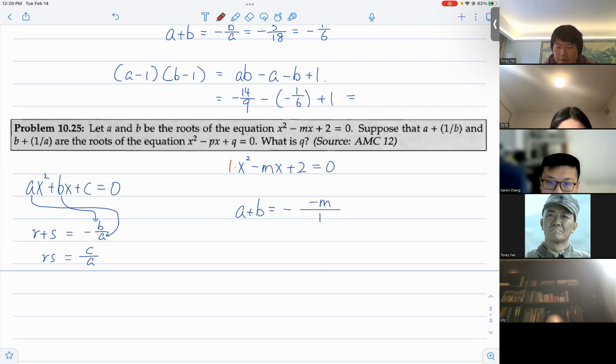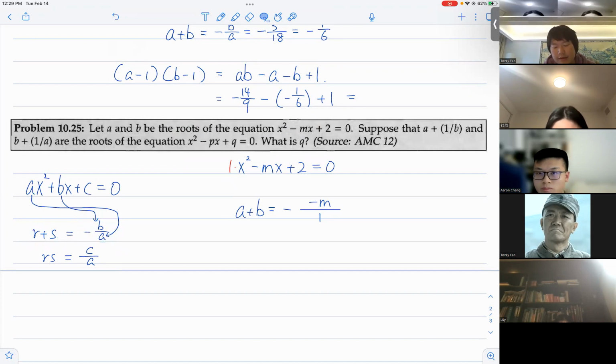So if you want to recite this formula, you can say the sum of roots is negative linear coefficient over the leading coefficient. The product of roots is constant over the leading coefficient.